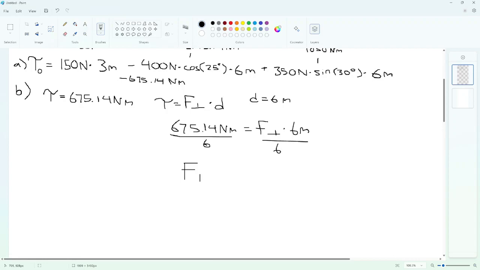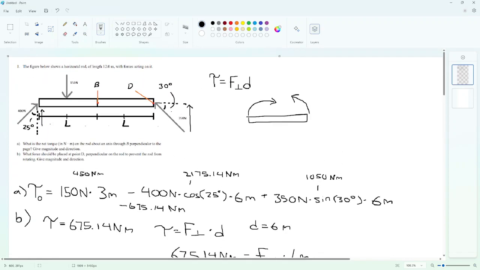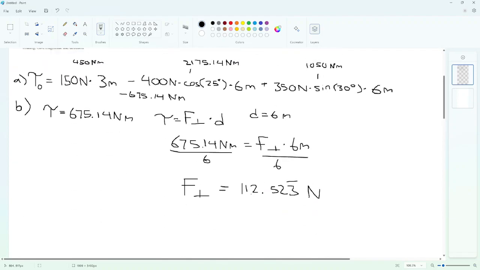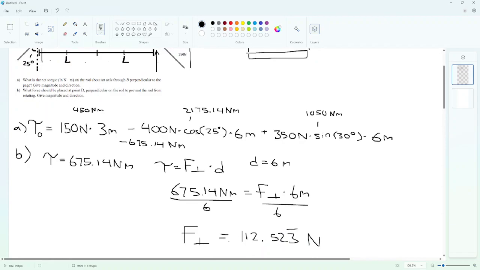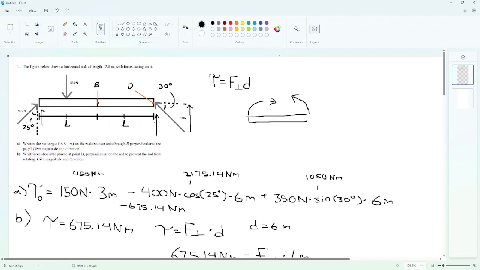And we get that force perpendicular is equal to 112.523 repeating newtons. So in other words, if we apply a force in the positive direction, like this, of 112.523 repeating newtons, we will prevent this rod from spinning.